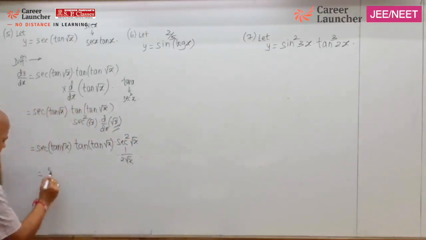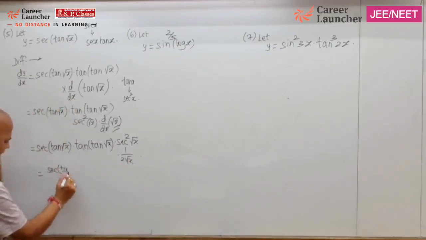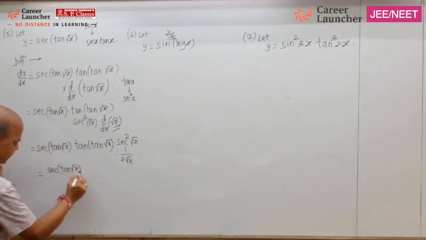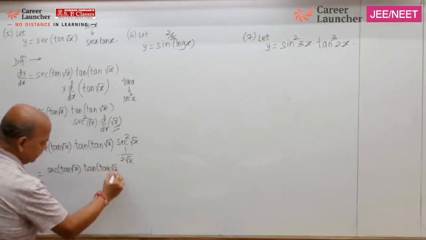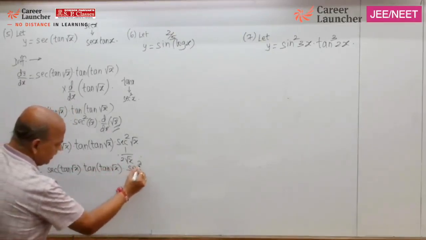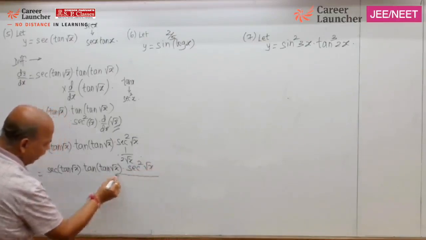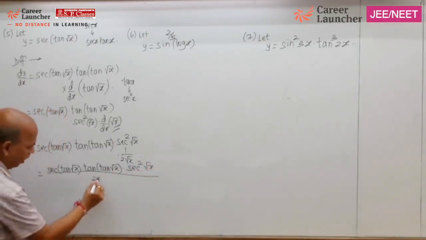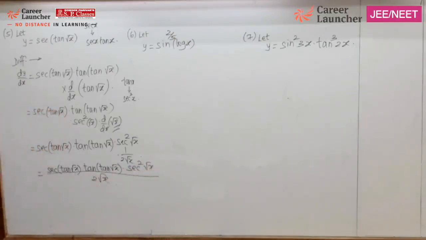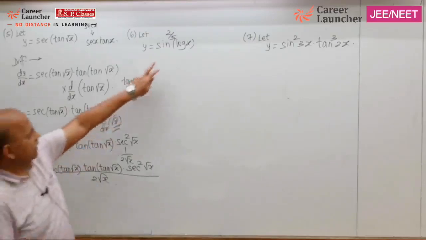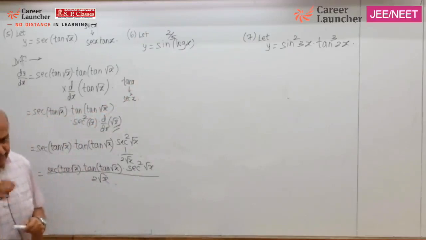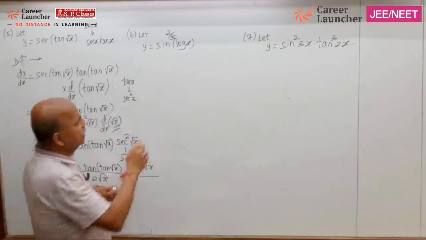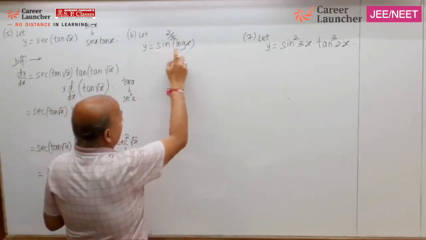At most, we can write this as sec of tan of root x, tan of root x, sec square root x, the whole thing upon 2 root x. Correct? Let's go for this question. Now this is a slightly difficult question. I'll tell you why. This is sine of log.